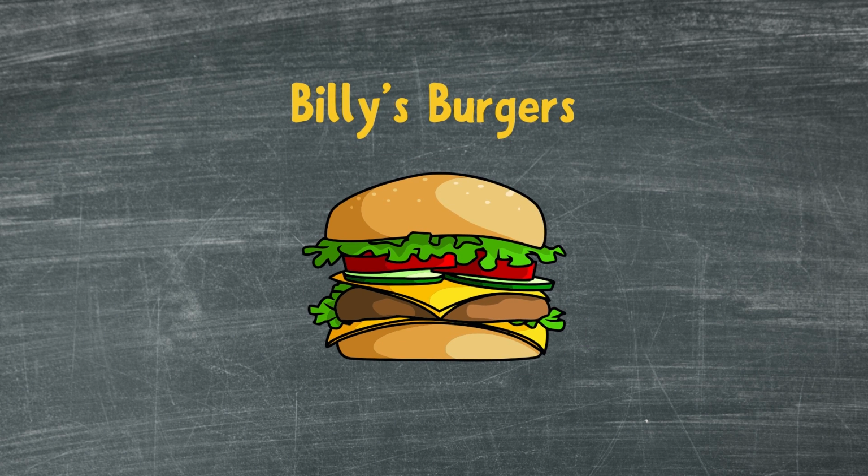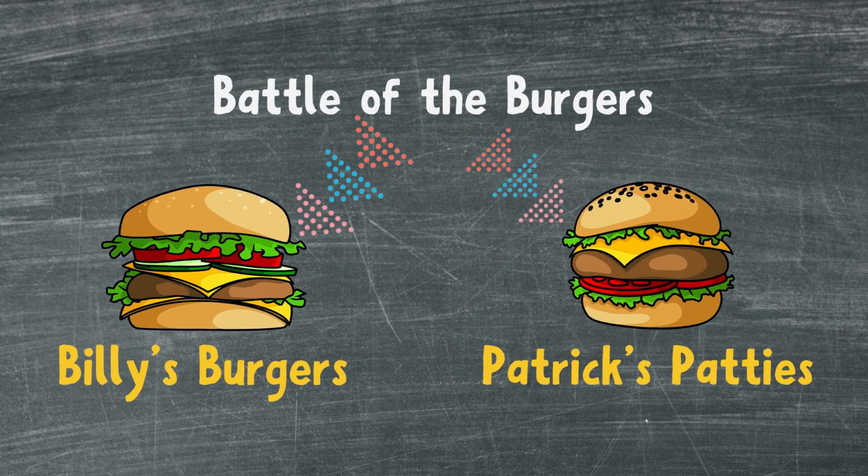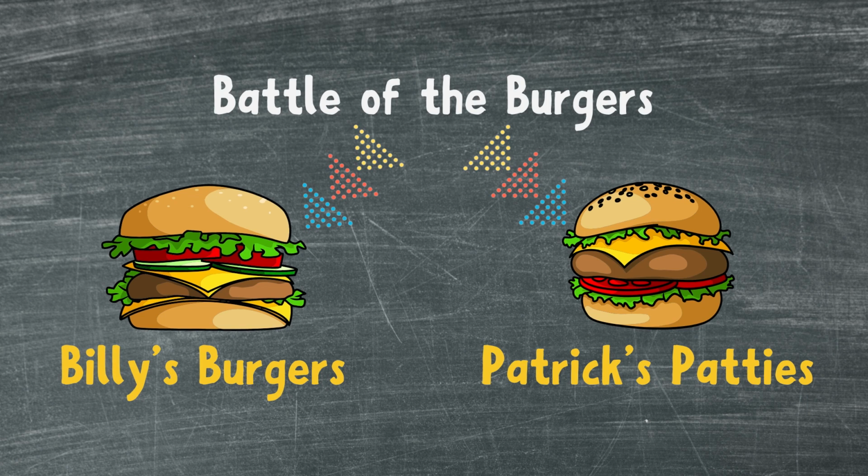Now let's use fundamental analysis to analyze another company's value. Billy's Burgers is a fast food chain. The company has been teasing the release of their new spicy veggie burger for months. When they finally added it to their menu, their competitor, Patrick's Patties, released a similar spicy veggie burger.